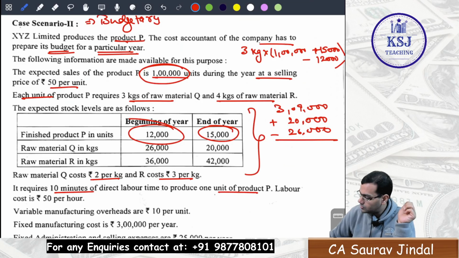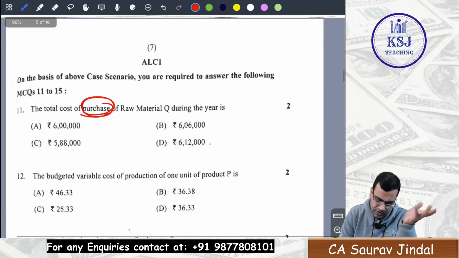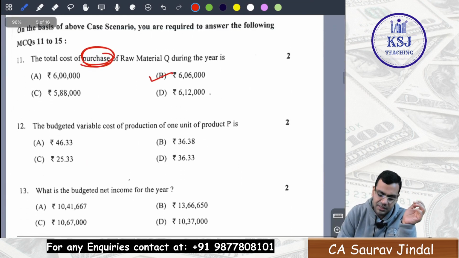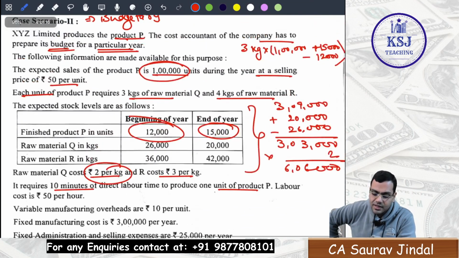Plus 20,000 minus 26,000. I'm talking about Q only. 3 lakh 3,000, and what is the cost? 2 per kg, multiplied by 2. So it will be 6 lakh 6,000, I guess. It will be 6 lakh 6,000. So these are the small things that you have to see, sir.